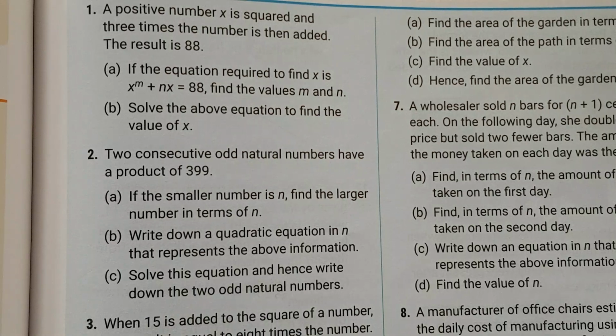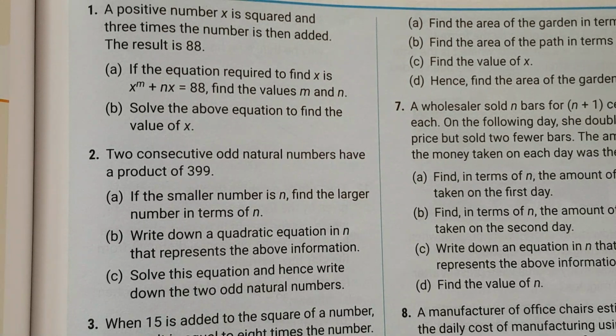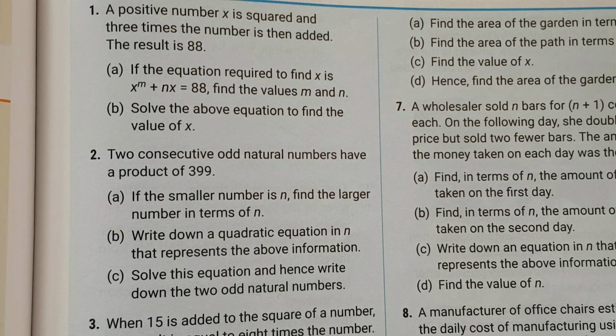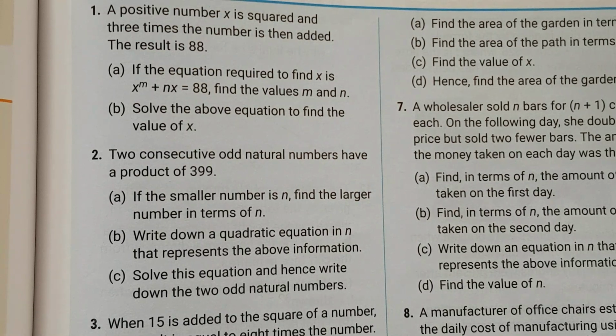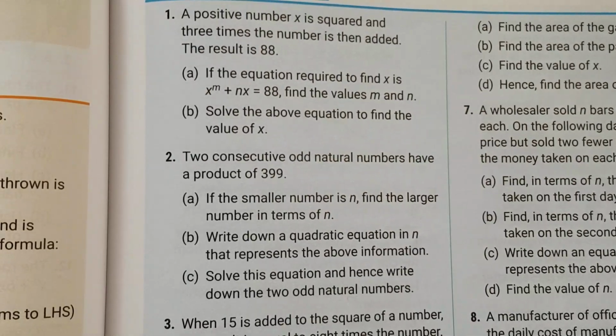Okay lads, so in today's lesson we're going to be looking at forming quadratic equations from problem questions and hence solving them, okay? So the first question that we're going to have a look at here is question 2. It says two consecutive odd numbers have a product of 399. It said if the smaller number is n, okay, so the first odd number is n, find the larger number in terms of n, okay?